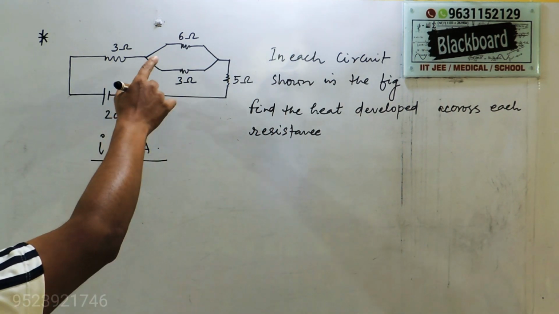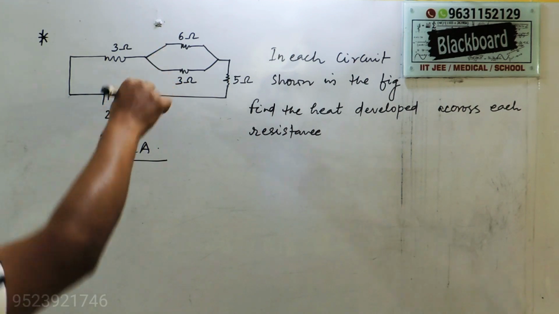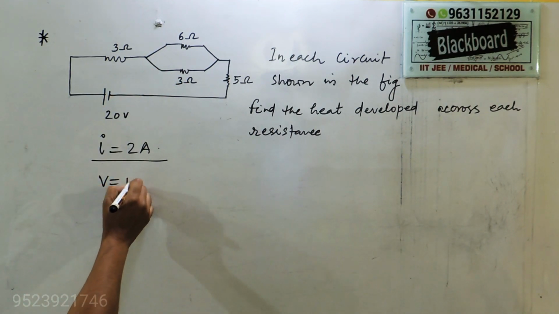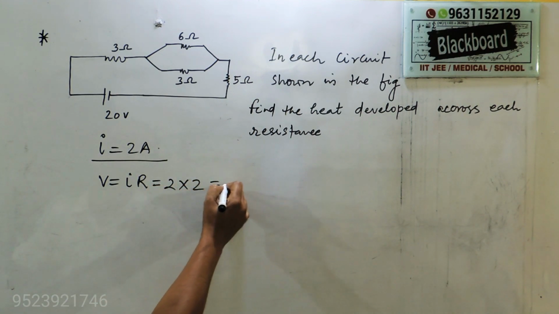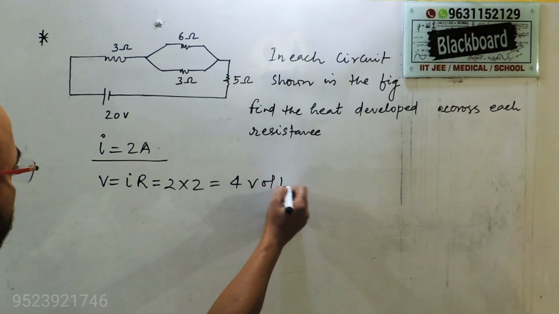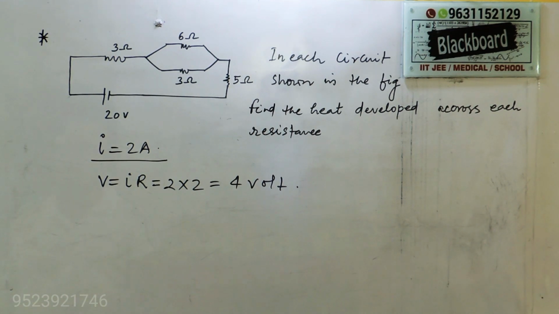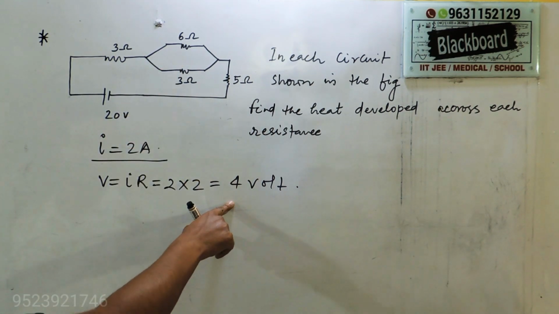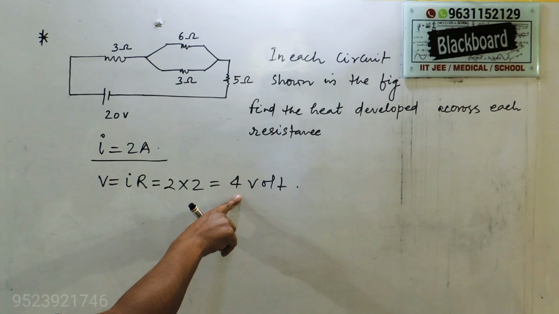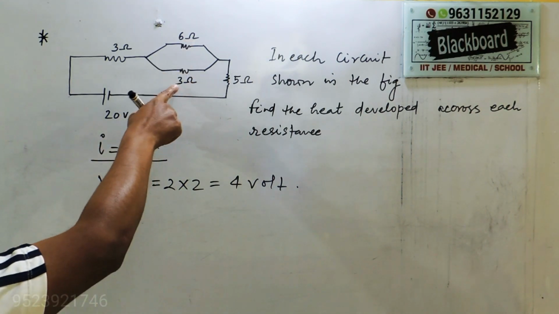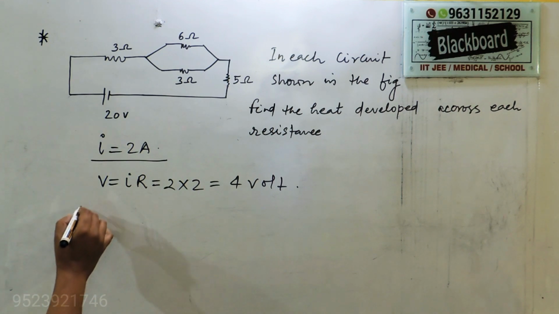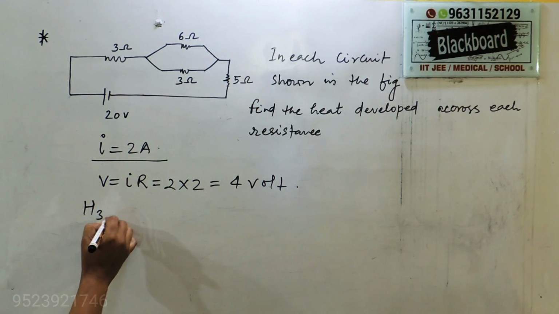Now the potential across the parallel resistors is V equals IR, that means 2 into 2, which is 4 volt. That means the potential across the 6 ohm is 4 volt and the potential across the 3 ohm is also 4 volt.